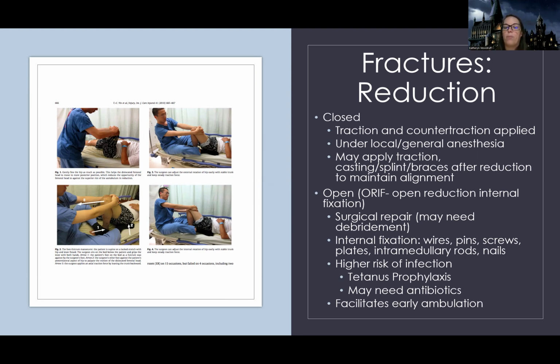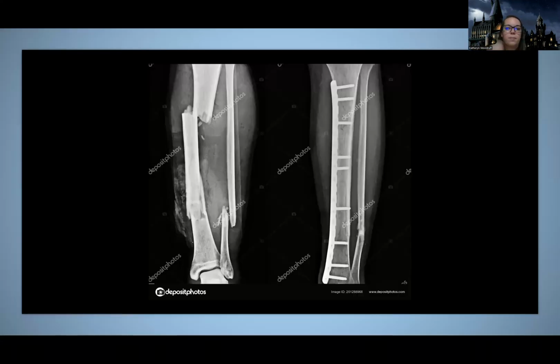But keep in mind with an open reduction, since they're going to surgery, we're cutting them open. We're going to need to do things like tetanus prophylaxis, and they may need antibiotics as well. Since we're going in surgically, they're going to get pre-op and intraoperative antibiotics.